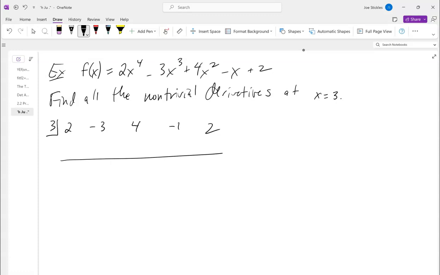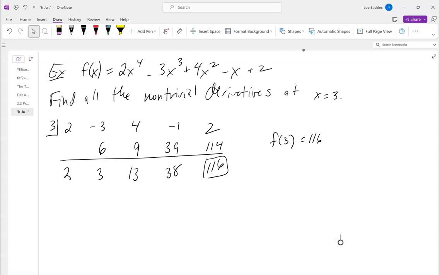What's the process again? What did we do with the 2? We bring it down, and then we multiply, and then we add, multiply, add, multiply, add. That process okay, I hope. What does the 116 represent? Yes, the remainder. This is actually f of 3, right?